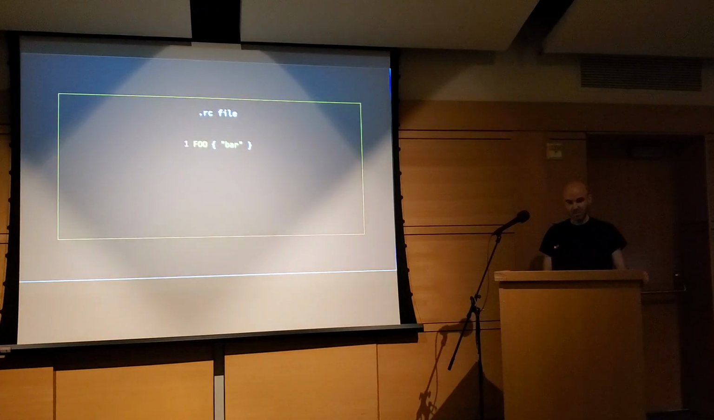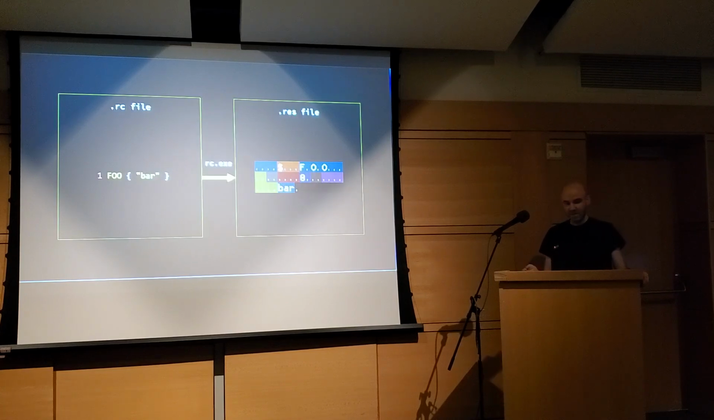So as an example, here's a basic resource file. This is the ID of the resource, this is the resource type, and this is the data. This is a raw data block that has just a string bar in it. And we compile that, it looks like this. So you can see the type there, it's encoded as UTF-16, so 2 bytes per character, and then there's the data, which looks like what you'd expect.